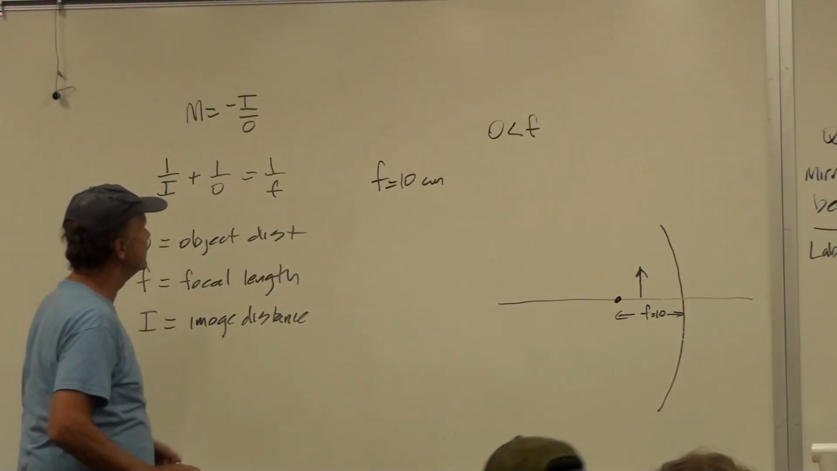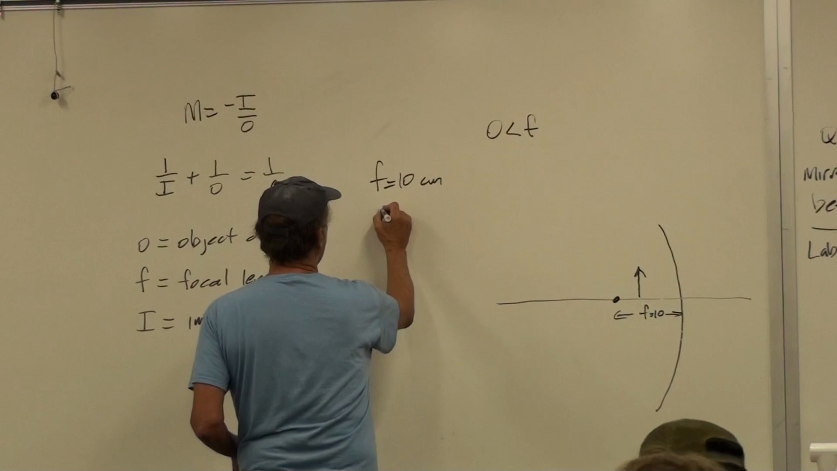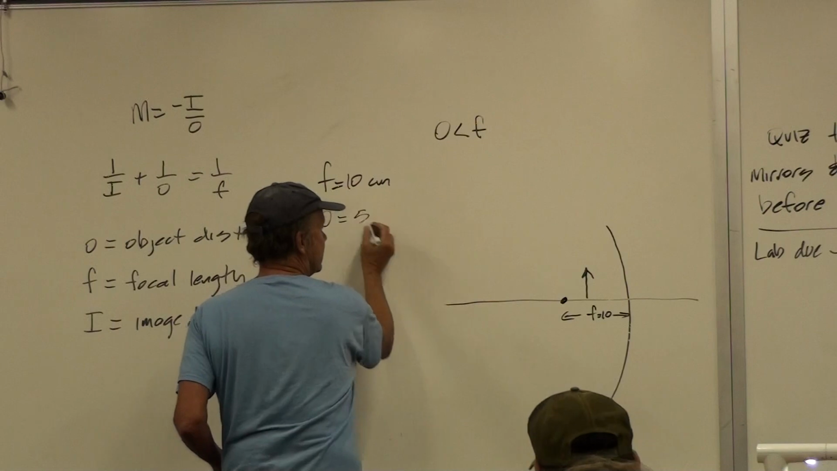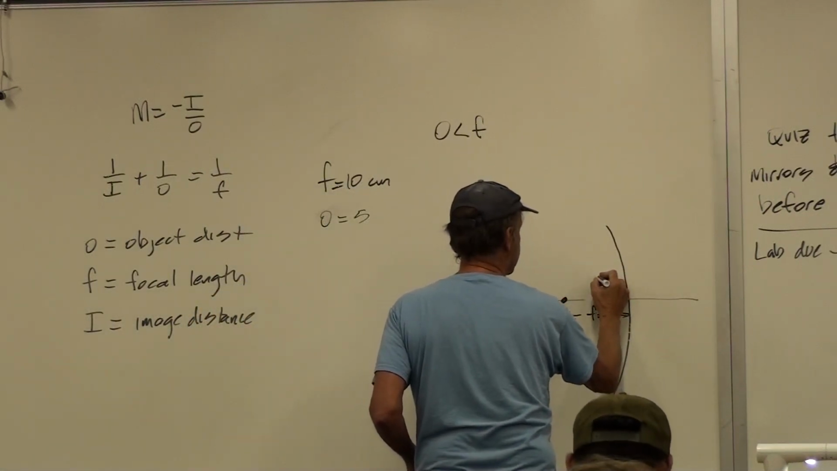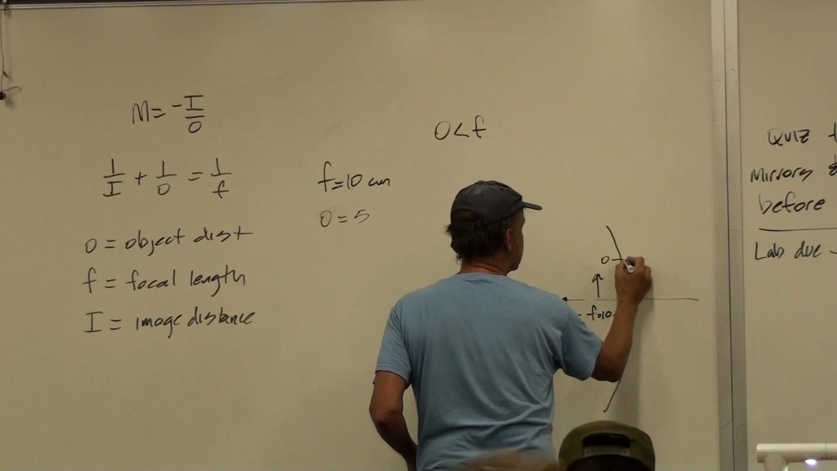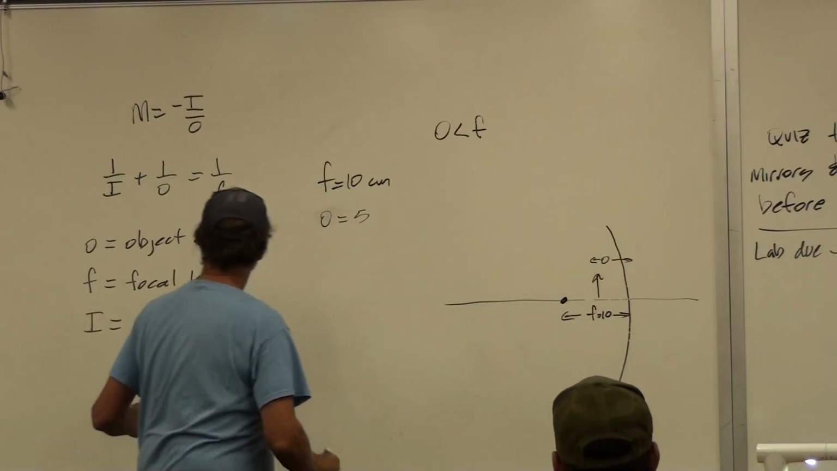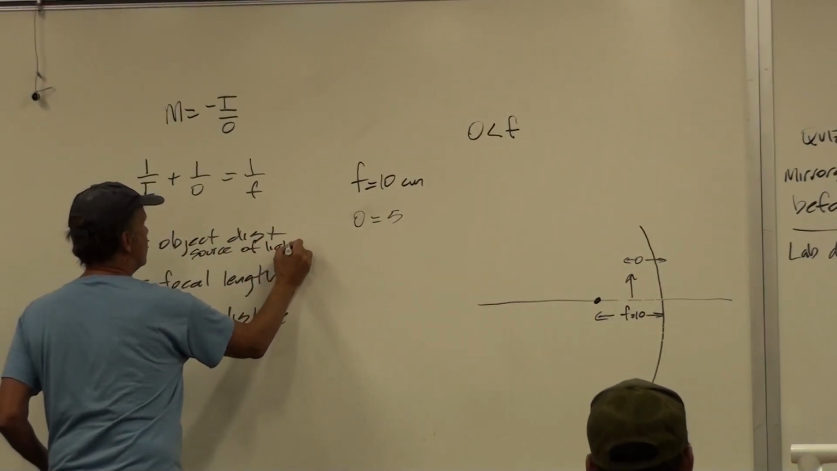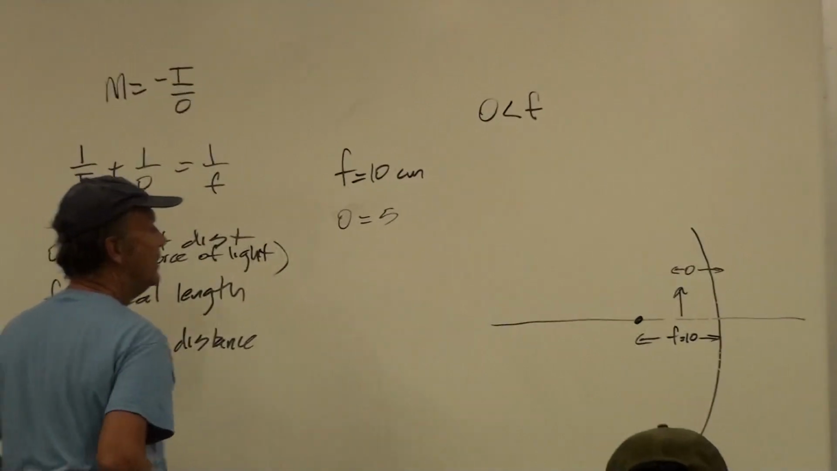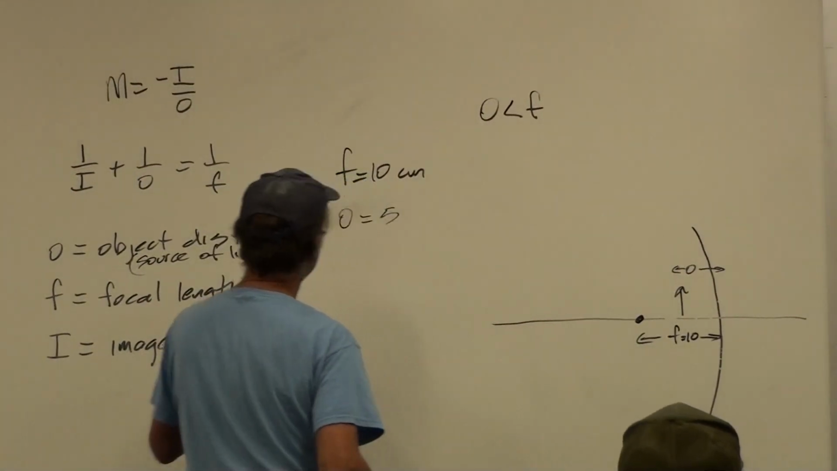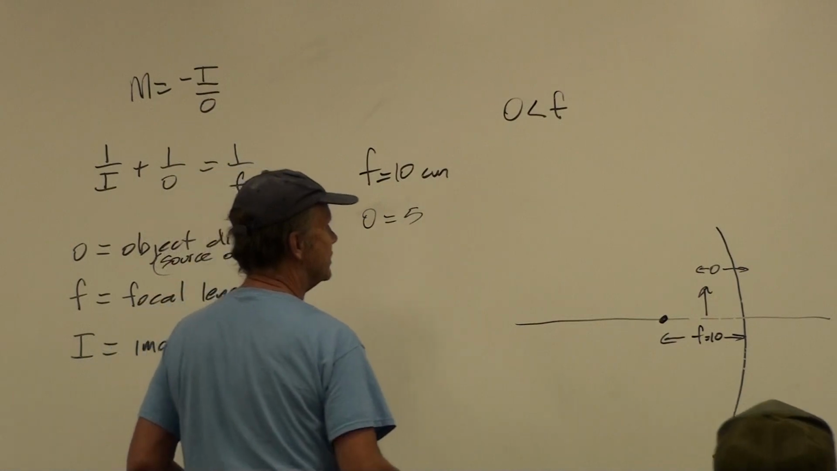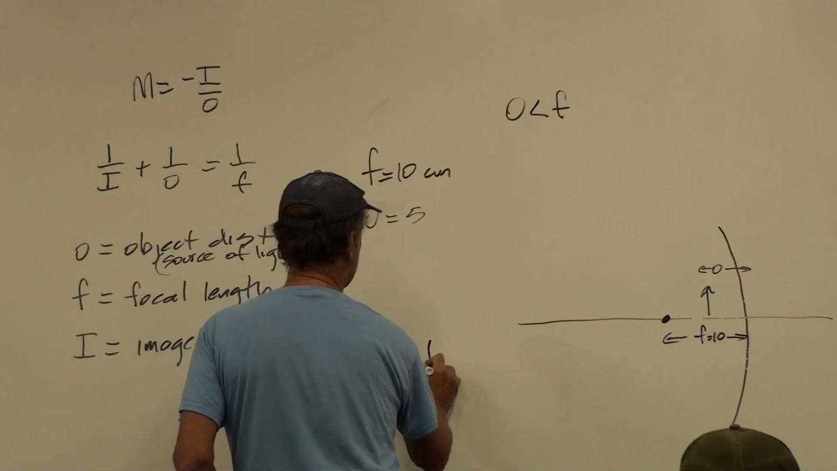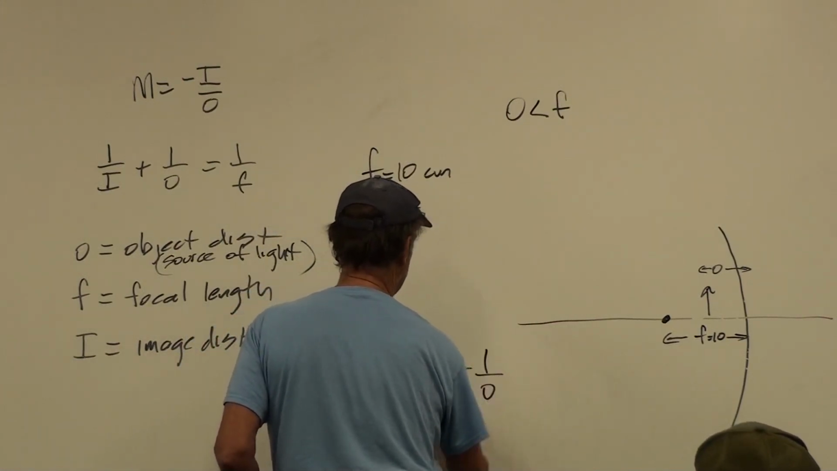So let's say F is equal to 10, and our object distance is equal to 5. Let's try to draw this in proportion, where I'm putting the object twice as close in. That's our source of light. Then we can calculate the associated image distance. We get that from 1 over I equals 1 over F minus 1 over O.